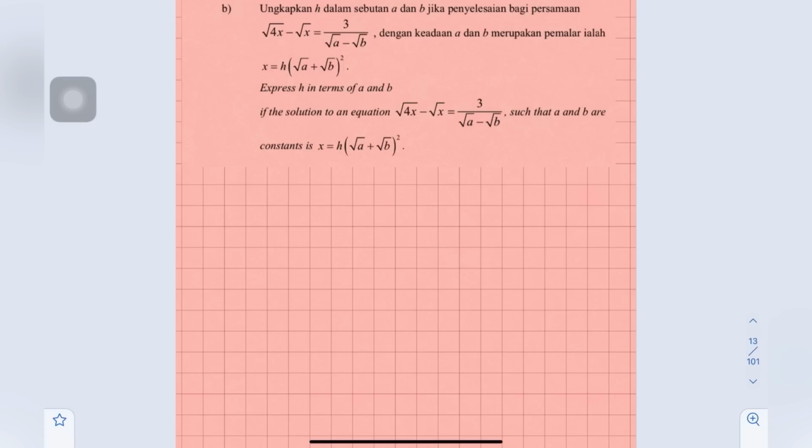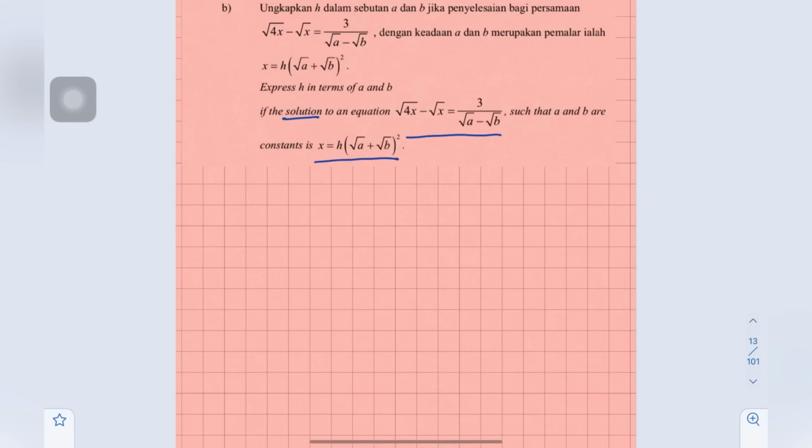Okay, so first of all, here we got the word solution, meaning that we need to find the value of x. So then we have to make x the subject of this equation. Then compare with this equation, and we can express h in terms of a and b. From the question, √4x minus √x equals 3 over √a minus √b. So first step, we make x the subject. Okay, so we have to separate.